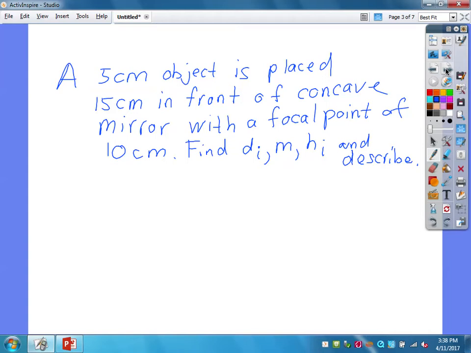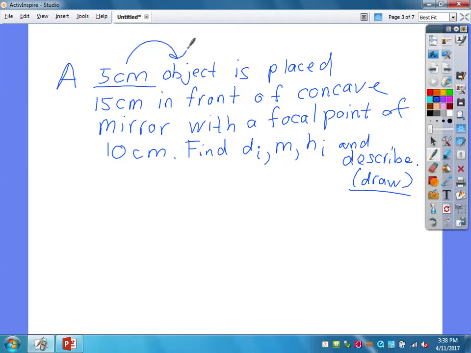So you have a 5-centimeter object placed 15 centimeters in front of a concave mirror with a focal point of 10 centimeters. Find di, m, hi, and describe. The only other thing I'm not going to do during this video is you would also have to draw a ray diagram of this. So how do I figure this out?